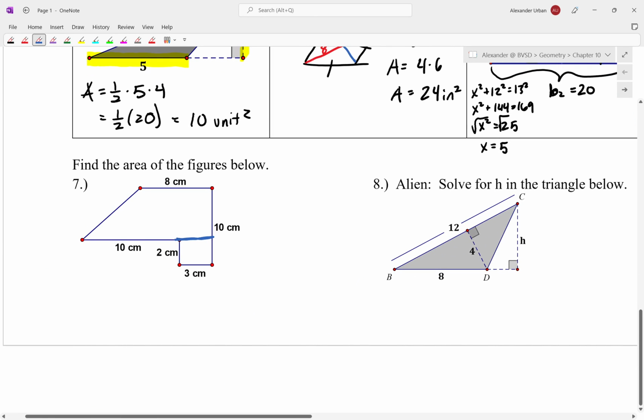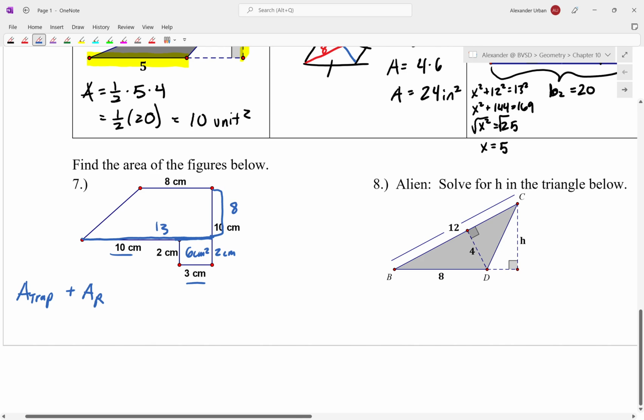I see it as a trapezoid. I have an area of a trapezoid plus the area of a rectangle. And so I'm going to add the two. The area of the rectangle is pretty simple. It's 2 times 3, which is 6 centimeters squared. I now have a new base here of 10 plus 3, which is 13. This height right here is only 8 because this side is 2 centimeters out of 10.